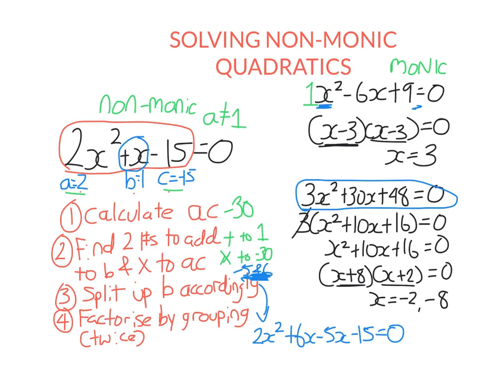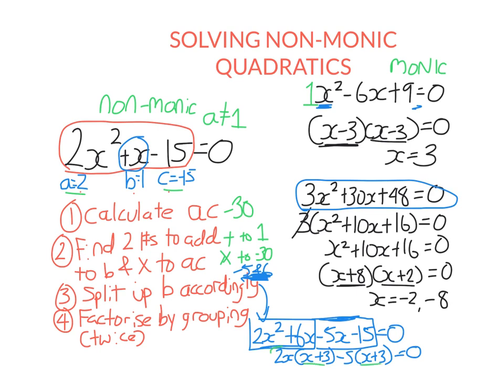Now what I'm going to do in step 4 is factorize by grouping. So you factorize the first two, then you factorize the second two. So for the first two, 2x squared plus 6x, the highest common factor is 2x. So what do I times by 2x to get 2x squared? What do I times by 2x to get 6x? So I do the same for the second two terms. The highest common factor is minus 5, and then in the brackets I get x plus 3. So what should happen if you've done the steps right is you end up with two brackets that are the same.